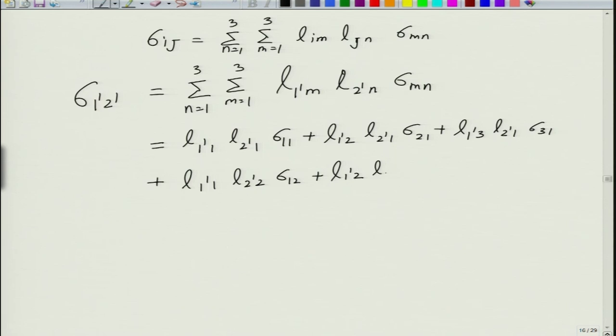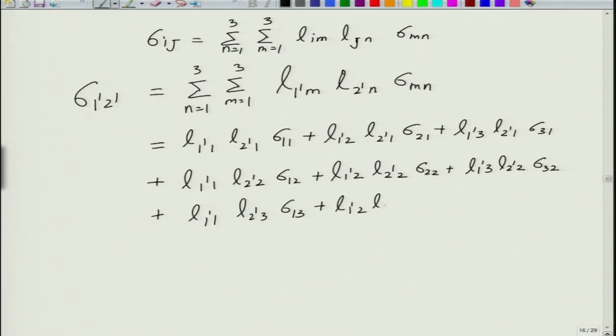Now you again go this way, so now you are changing L 1 prime 2, L 2 prime 2, and this will become sigma 2 2, and this is L 1 prime 3, L 2 prime 2, and sigma 3 2. This will remain 1 prime 1, this will become 2 prime 3, this will become sigma 1 3. This will remain 1 prime 2, this will be 2 prime 3, this will become sigma 2 3, and this will remain L 1 prime 3, this will become 2 prime 3, and this will become sigma 3 3. So this is what the new stress tensor will be.